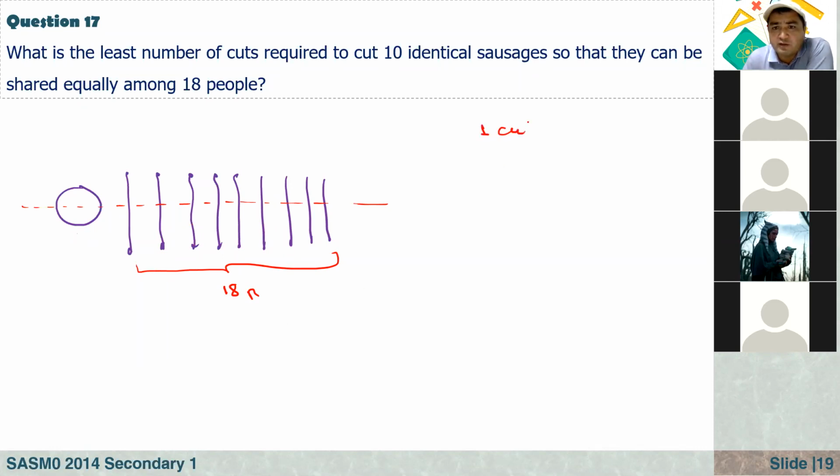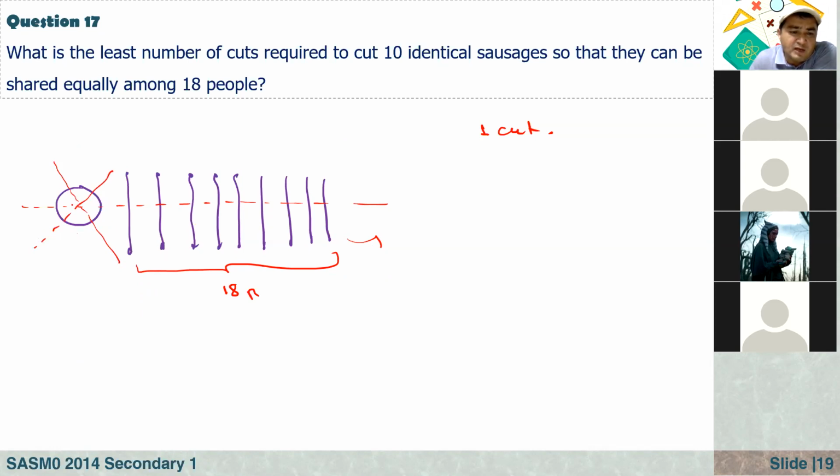One cut already done. So this one is already shared among 18 people. Each one receives half of the sausage. Now I will continue. My second cut will be from here, and my third cut will be from here. Are they equally cut? Yes, because maybe if I do like this, you may say, Mr. Cosmo, they are not equal, but I can cut like this, and like this.